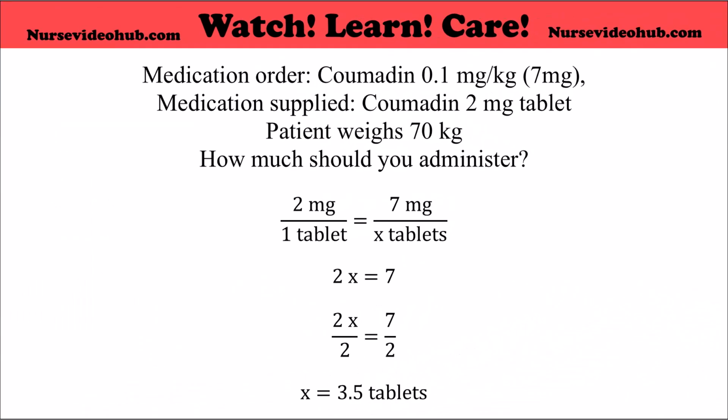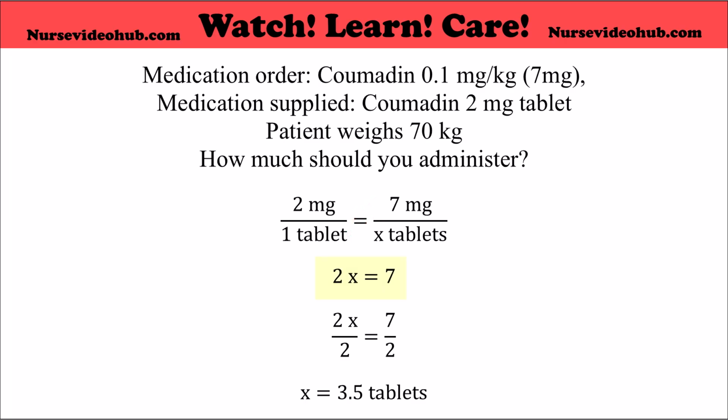Now, solve for how many tablets to administer. Set up your proportion. The first ratio is the medication supplied, 2 milligrams per 1 tablet. The second ratio is the desired dose, 7 milligrams per X tablet. Solve for the number of tablets by cross-multiplying, 2 milligrams times X tablets, and 7 milligrams times 1 tablet.